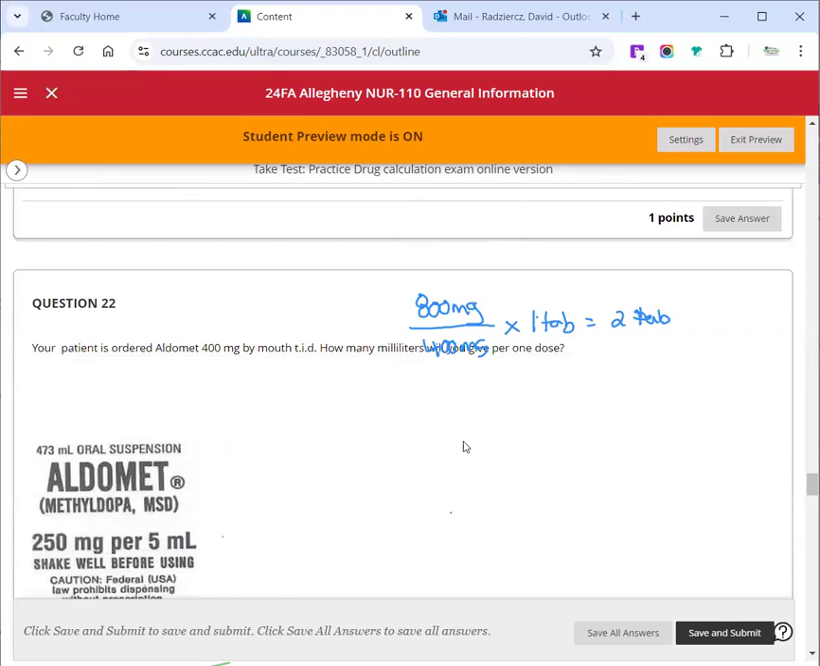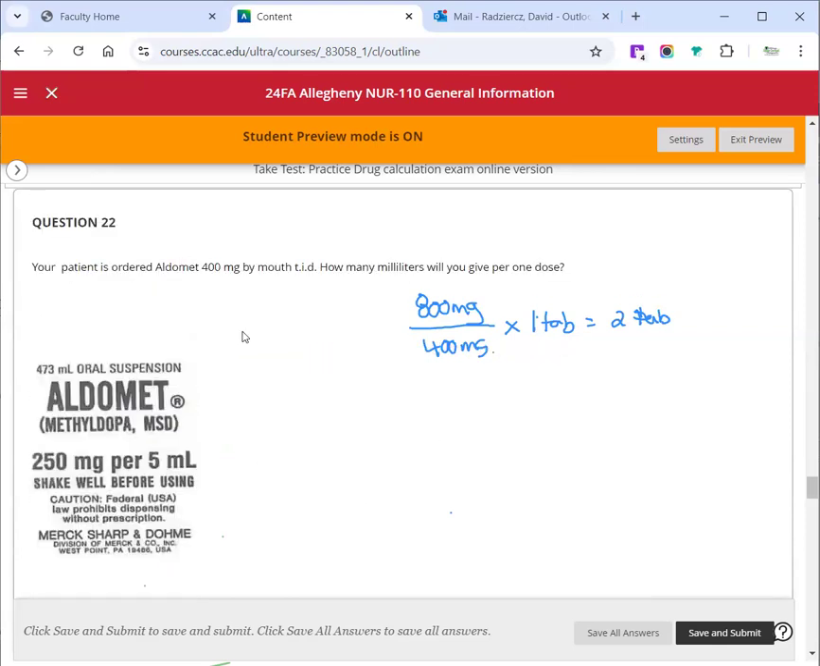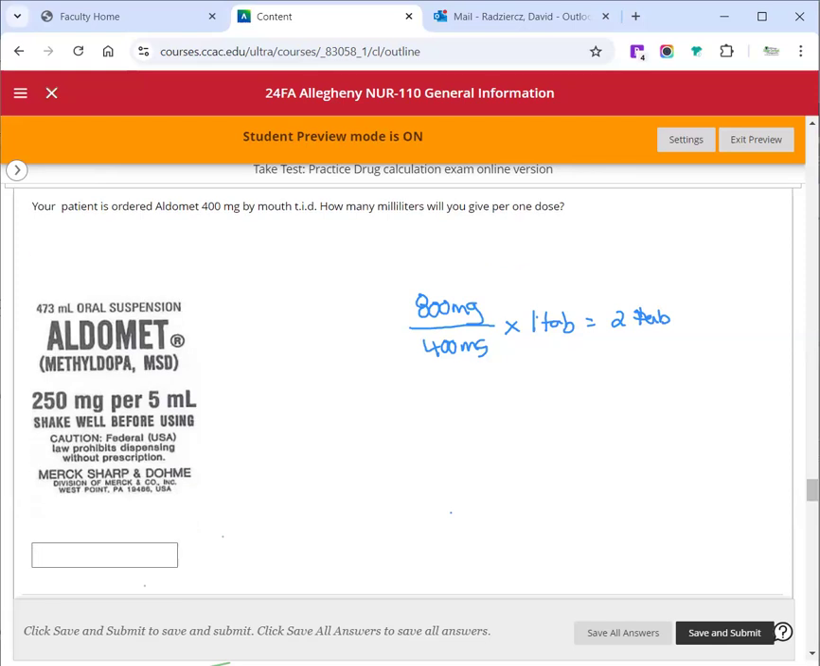And question 22. You've probably seen this question before, the Aldamet question, because I've had it on my practice sets for years. So with this question, the order is 400 milligrams by mouth 3 times a day. And then it says how many milliliters. That's the other thing. Pay attention. Is it milliliters? Is it teaspoons? Is it tablespoons?